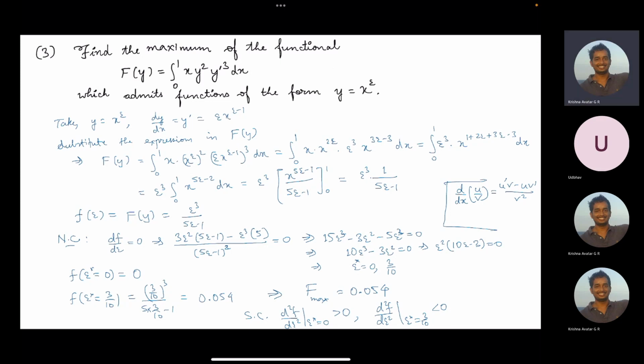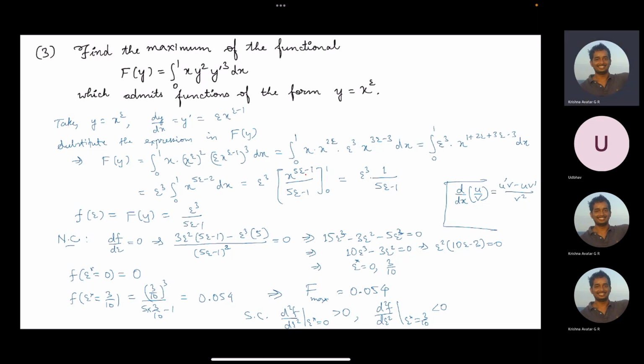And upon integrating it, we have the expression x to the power 5 epsilon minus 1 divided by 5 epsilon minus 1 from 0 to 1, which is equal to epsilon cubed into 1 by 5 epsilon minus 1. Now what we see here is that our functional, the extremizing problem, has reduced to an optimizing problem in a single variable. And so we denote this function as f of epsilon, which is equal to epsilon cubed over 5 epsilon minus 1.